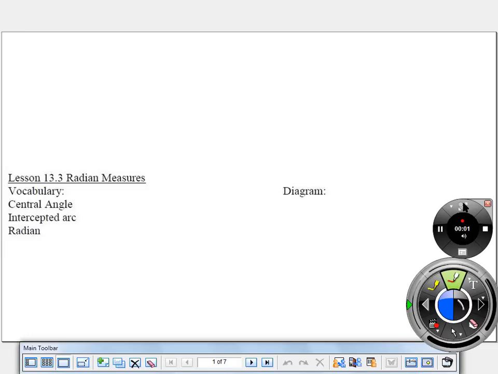We talked about degree measures around the circle in our last piece of notes, and today we're going to talk about radian measures. There's another way to measure around a circle, and that's by using literally the radius of the circle. Let's say I have my x and y axis, and we were saying this was 0 degrees, and we traveled around the circle 360 degrees.